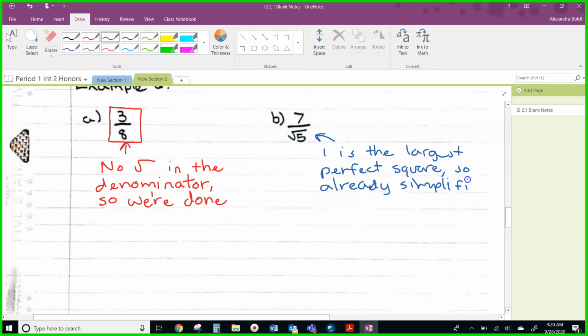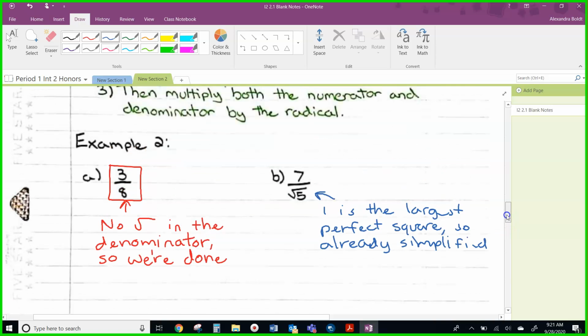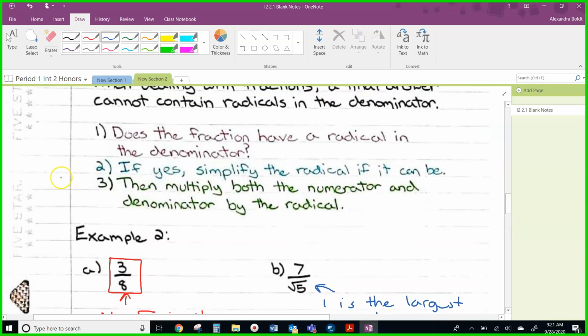Okay, so if 1 is the largest and therefore only perfect square that divides your number, you don't have to do anything. It's already simplified. There's nothing more you can do. Okay? So really, we did step 2. Technically, it's already simplified, so I don't have to do anything more. So we're going to look at step 3.